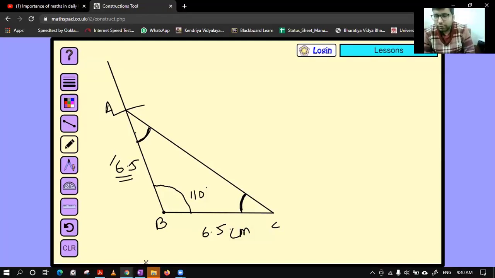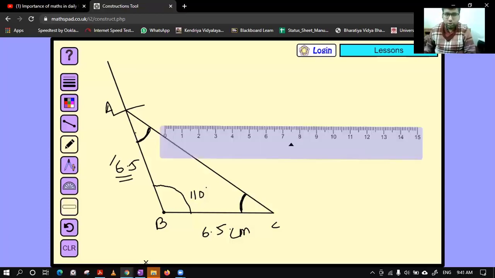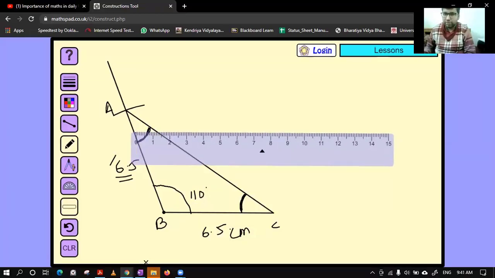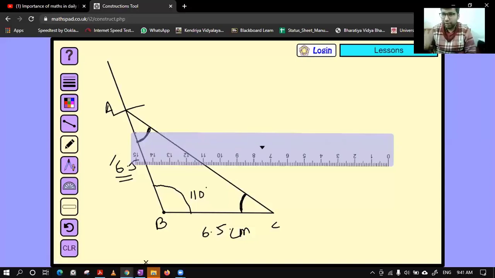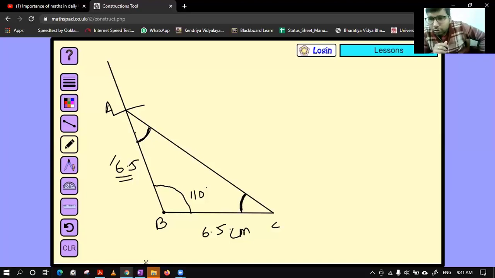please tell. Sir, please measure AC. Daksh, I can't measure because this scale won't go in the slanting way. This scale is only vertical and horizontal. AC will be more than 6.5 only, beta. It is an isosceles triangle. Okay.